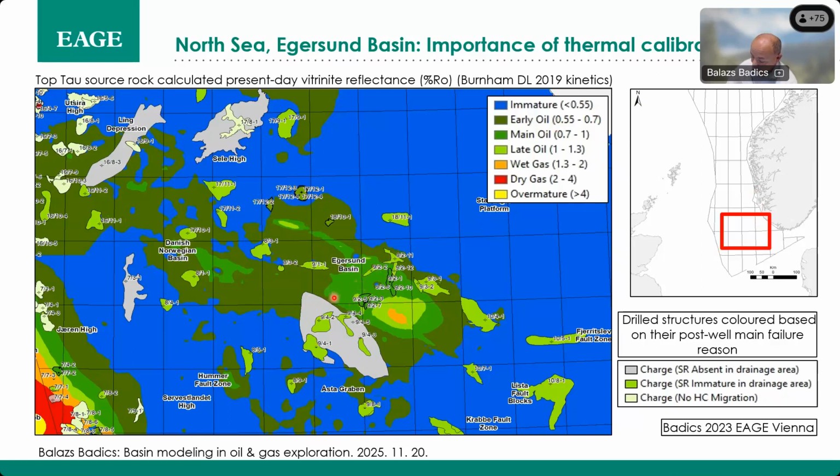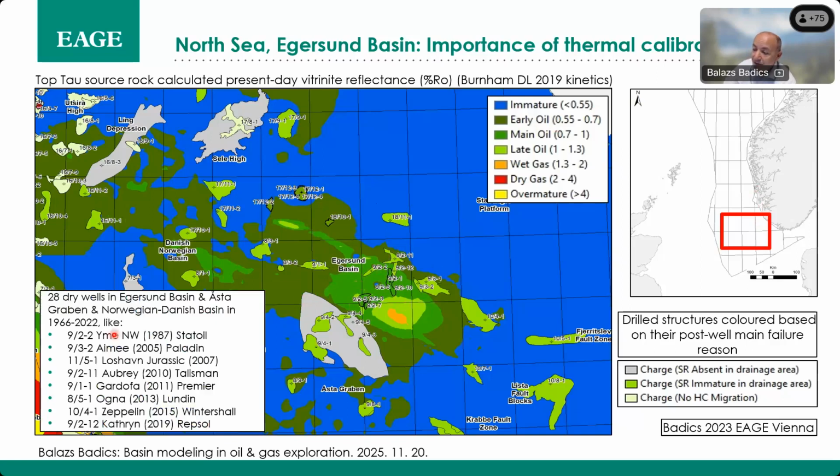And since that time, many other companies went in and drilled very many dry wells, like Paladin, then Norsk Hydro, Talisman, Premier, Lundin, Wintershall, and Repsol, all over these years. And then here they tried to calibrate using probably the older vitrinite kinetics, and assumed also that when it is just early oil maturity, it's generating a lot of volume, but it's not.